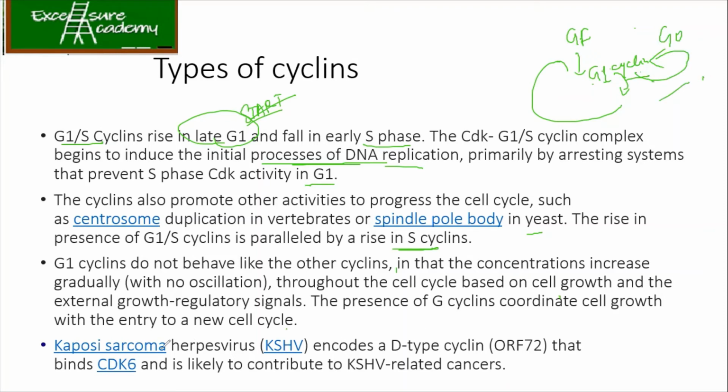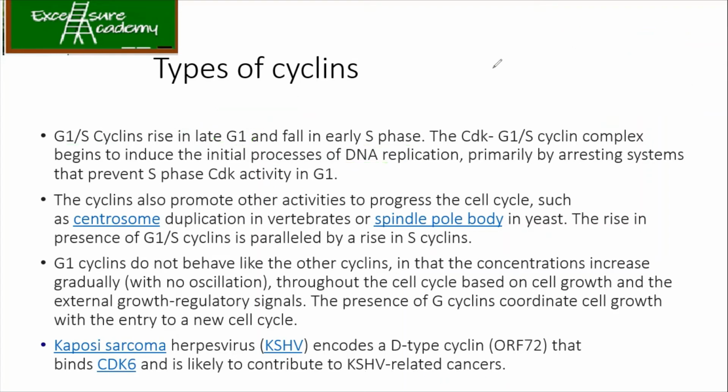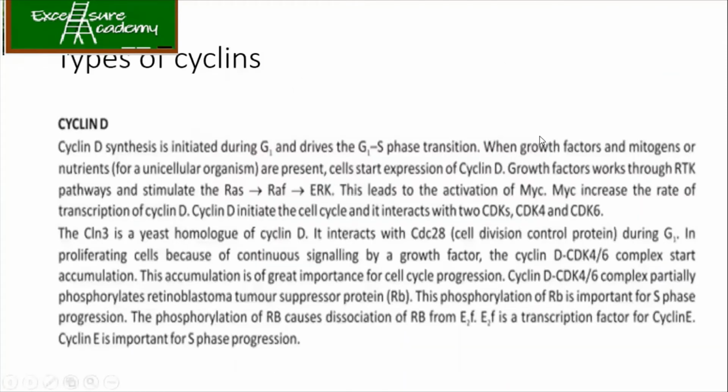Now, Kaposi sarcoma herpes virus encodes a D-type cyclin which binds CDK6. Okay, and when it is binding, it is causing cancer, Kaposi sarcoma cancer. So it's a virus. Now its cyclin comes and binds our CDK. So obviously it is going to lead to the formation of cancer.